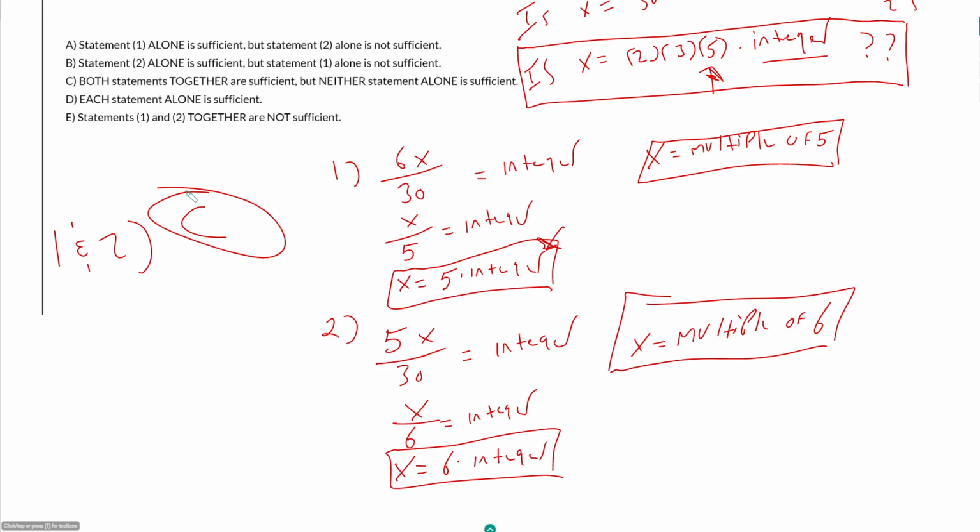So let's do another one similar to this, but a little bit more complicated.